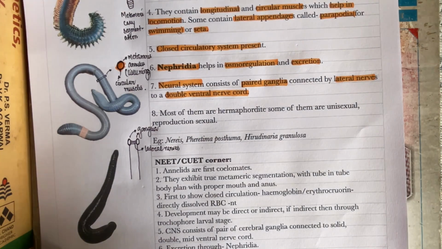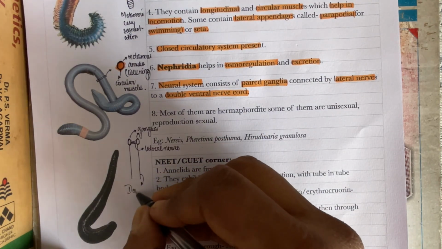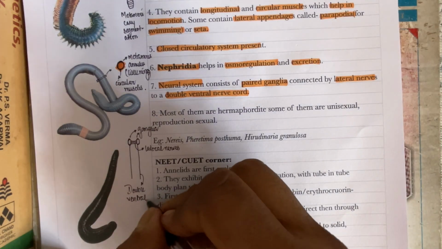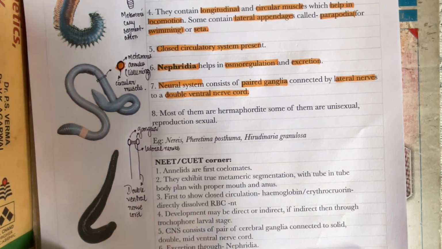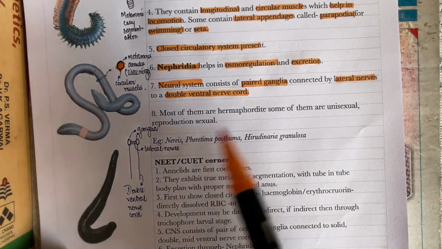Okay, and how many ventral nerve cord they have? They have double ventral nerve cord. They have double ventral nerve cord.